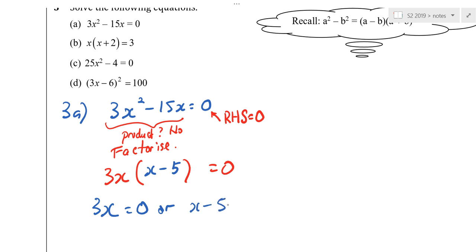So what is the answer? X equals to what? 0 or... Then you only get either of the marks. Yes, you must write both.